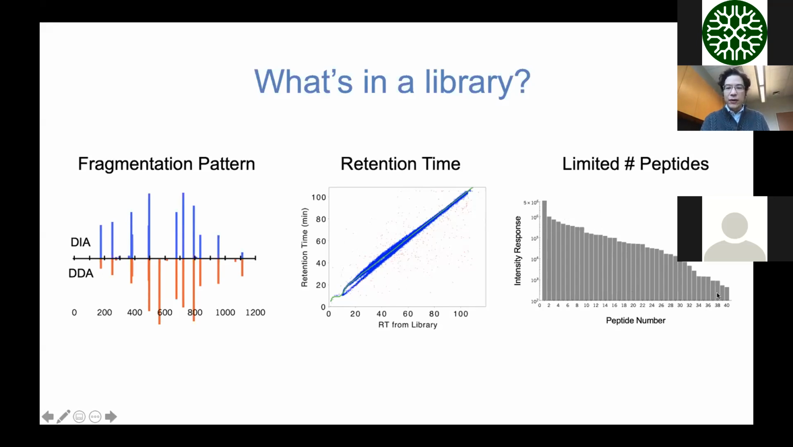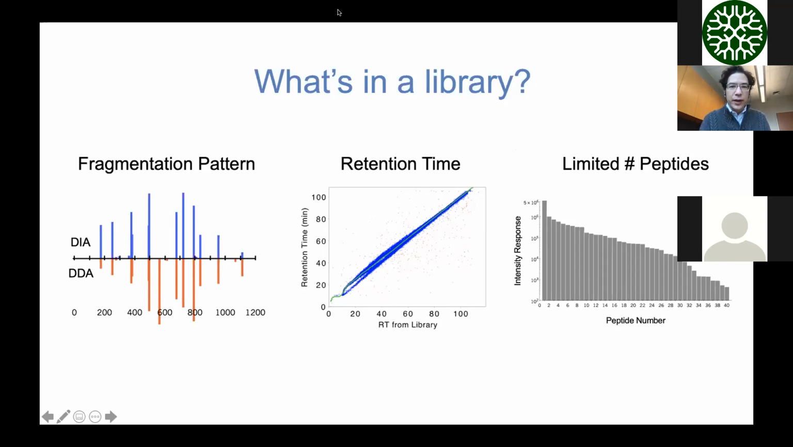So the intensity response from the most intense peptide versus the least intense peptide can span orders of magnitude. Here I'm showing you 3 orders of magnitude, so that's a 1 to 1,000 difference.